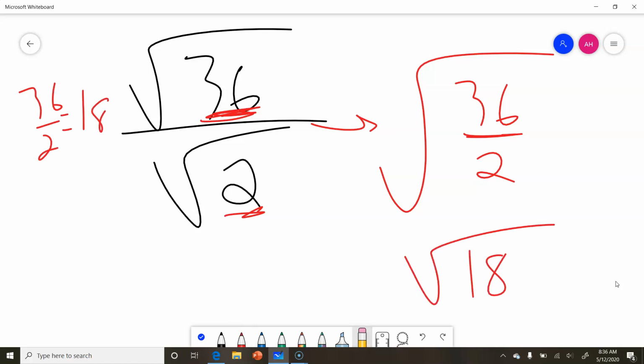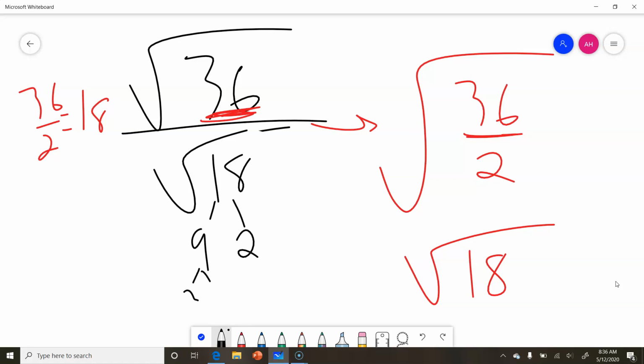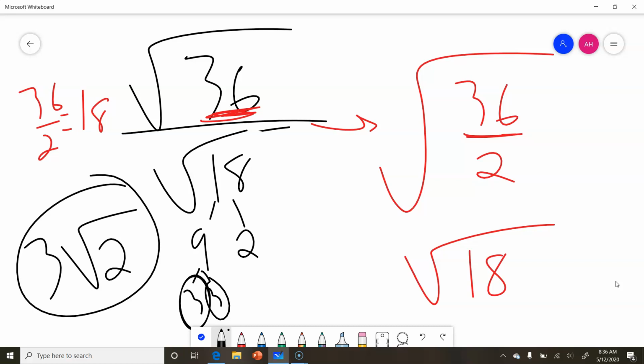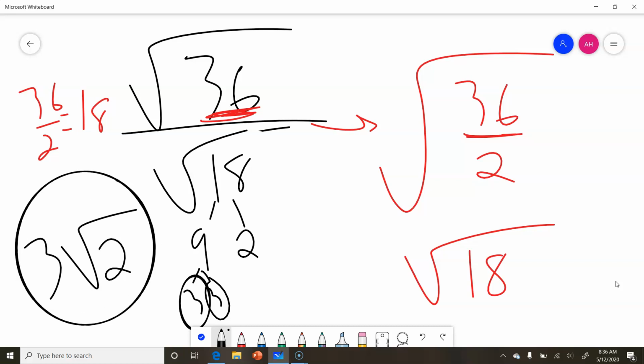And I come over here, I'm going to erase this for a second, and factor 18 into 9 and 2, 3 and 3. Oh, look, there's my 3's. So I'm going to have my final answer be 3 times the square root of 2.